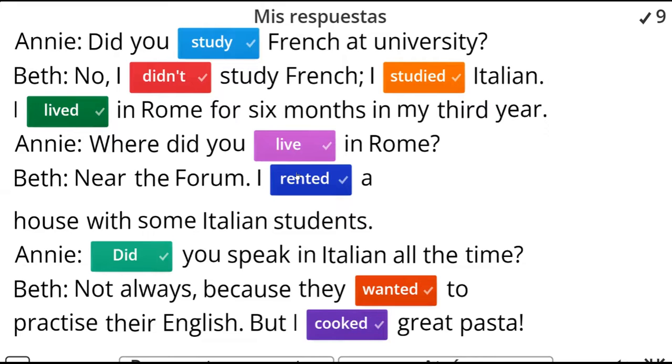Did you study French at university? No, I didn't study French. I studied Italian. I lived in Rome for 6 months in my third year. Where did you live in Rome? Near the Forum, I rented a house with some Italian students. Did you speak in Italian all the time? Not always, because they wanted to practice their English, but I cooked great pasta.